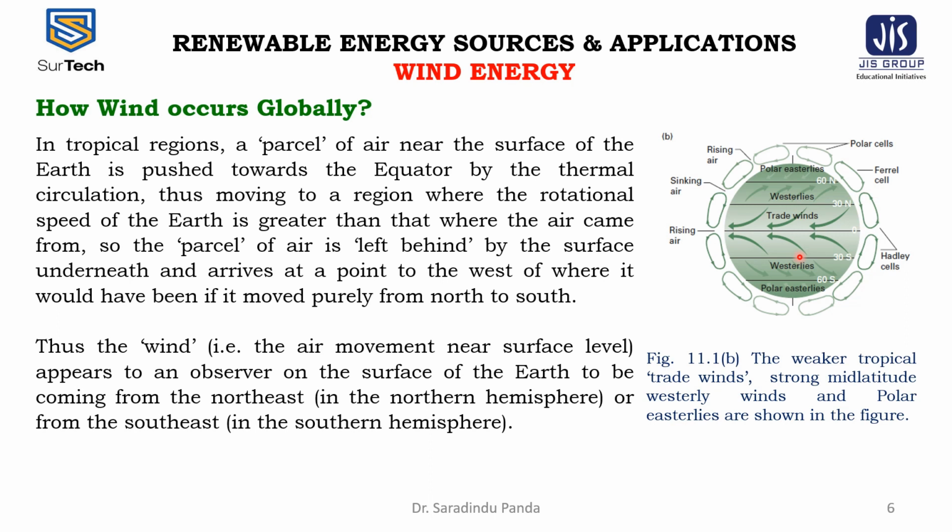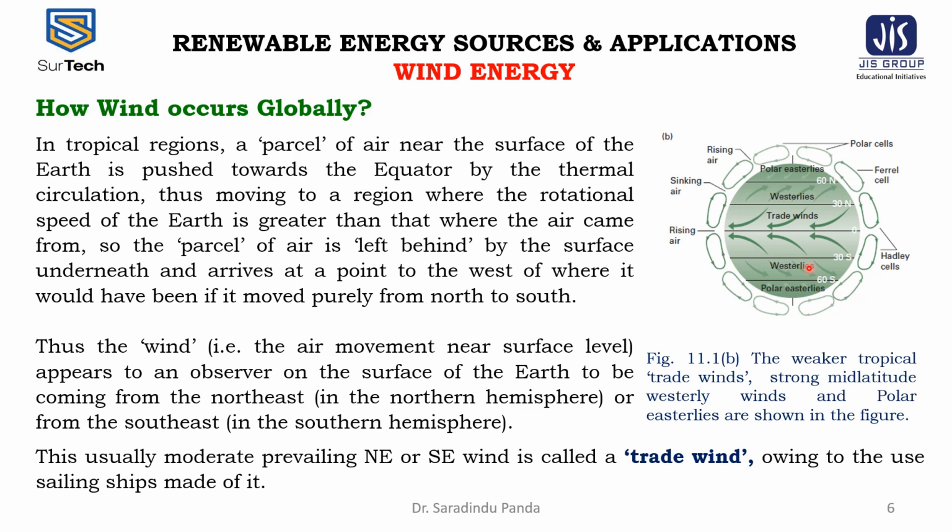Thus the wind appears to an observer on the surface of the earth to be coming from the northeast in the northern hemisphere, and from the southeast in the southern hemisphere. This usually moderate prevailing wind is called the trade wind, owing to its use by sailing ships. The northeast and southeast winds are called the trade winds.